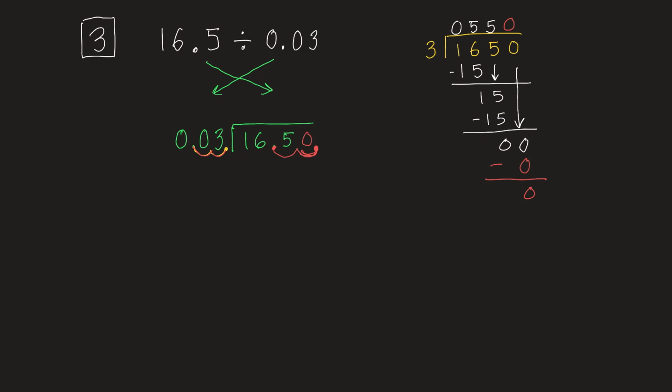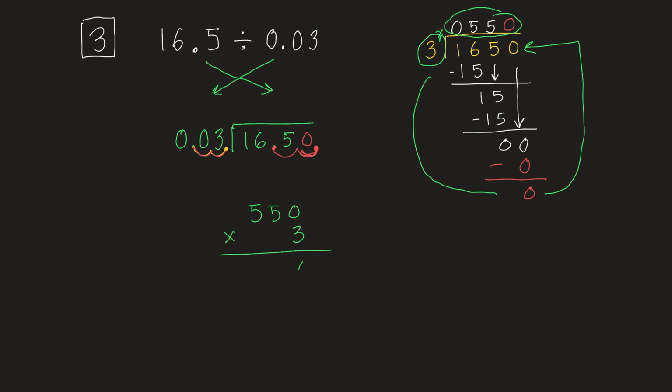It's 550. Let's check our answer by, if you recall, multiplying this guy times this guy, adding any remainder, but there isn't any. It had better equal this guy right there. So I'll come down here, 550 times 3. 3 times 0, 3 times 5 is 15.